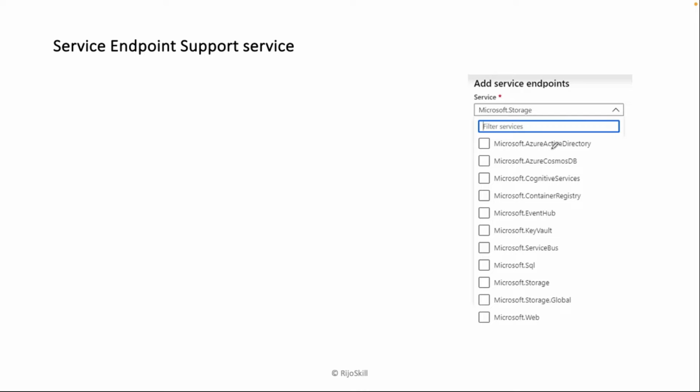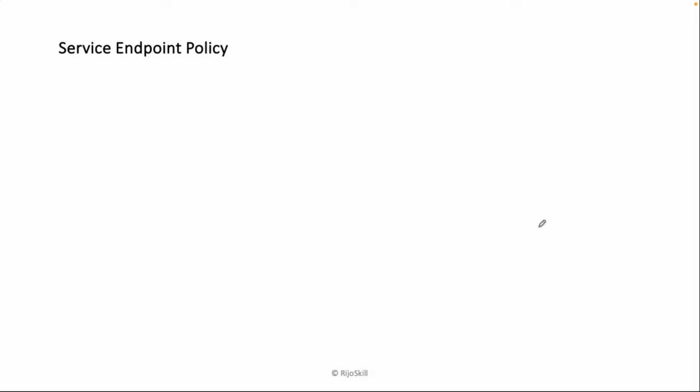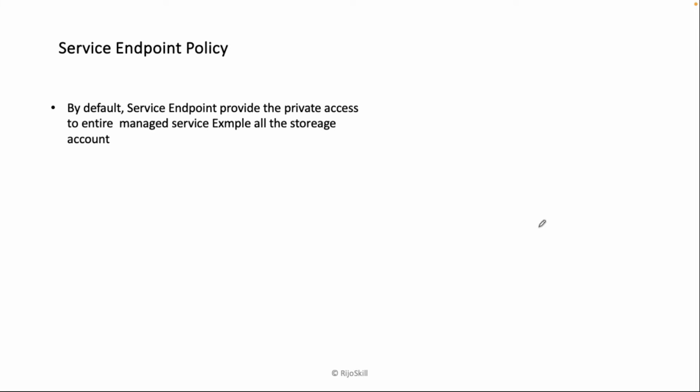So you can see Microsoft Azure Active Directory, Microsoft Azure Cosmos DB, and all these services support the service endpoint. But not all services are supported. These types of services are supported, but not all of your services. So next one, service endpoint policy. By default, the service endpoint provides private access to the entire managed service, for example, all the storage accounts.